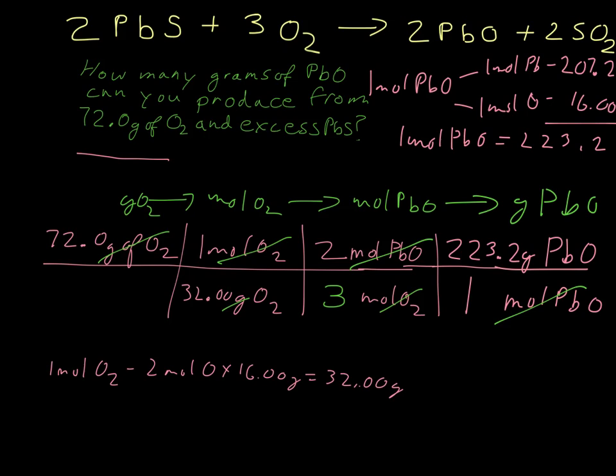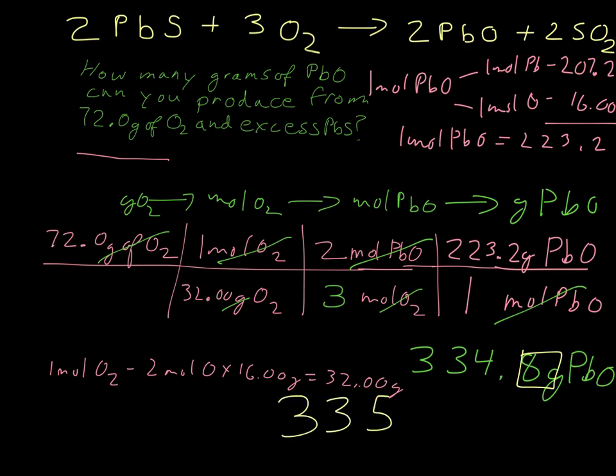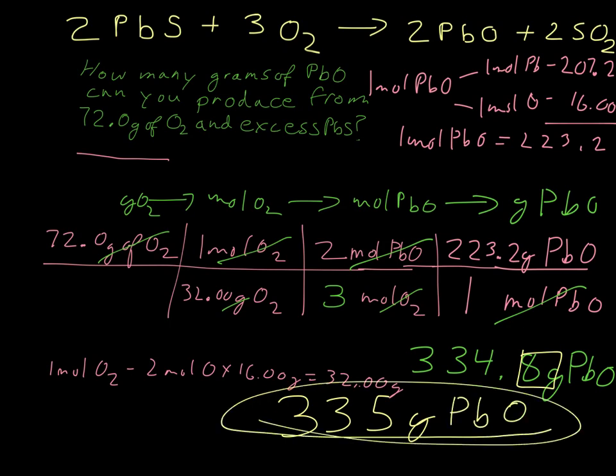And I'm going to go 72 divided by 32 times 2 divided by 3 times 223.2. And that gives me, my calculator tells me, 334.8 grams of lead oxide. Sig fig check. 1, 2, 3 sig figs here, so 1, 2, 3 sig figs, round on the basis of that 8, and I get a final answer. Yes, Alex, that's my final answer: 335 grams of lead(II) oxide.